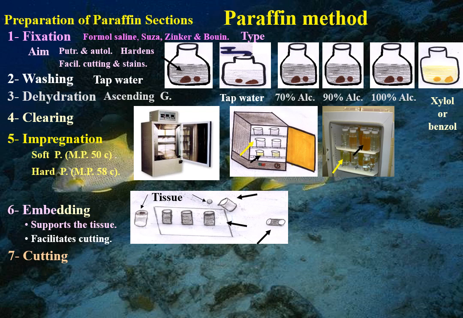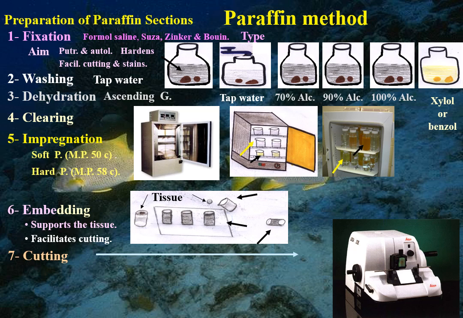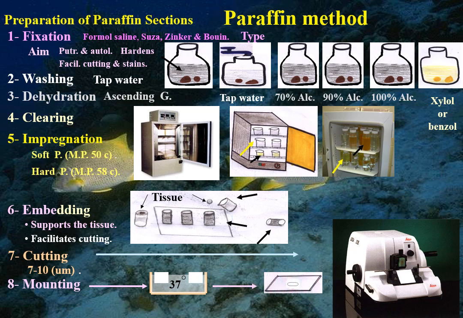Cutting. The paraffin block is attached to the holder of the microtome, and sections are cut. The thickness of the sections ranges from 7 to 10 micron. Mounting. This is done first by placing the paraffin sections in water bath having 37 degrees centigrade in order to spread the sections. Then the sections are mounted on clean glass slides wrapped with sticky material like egg albumin.